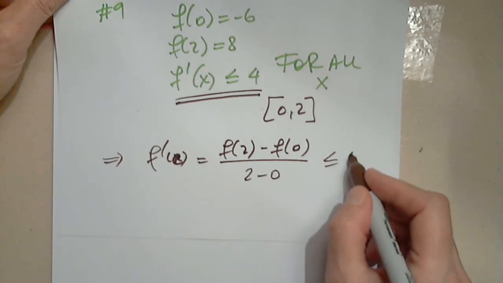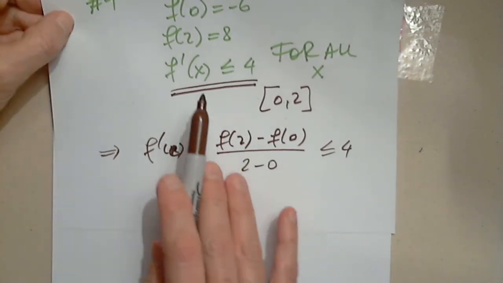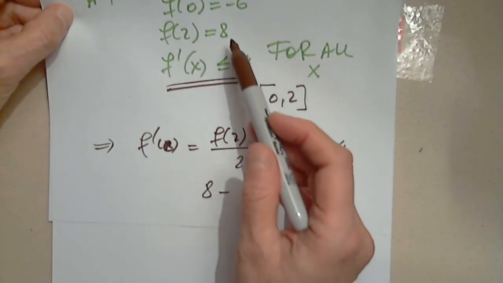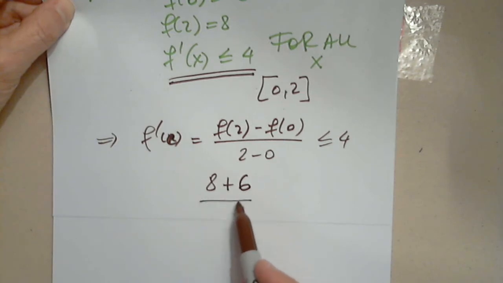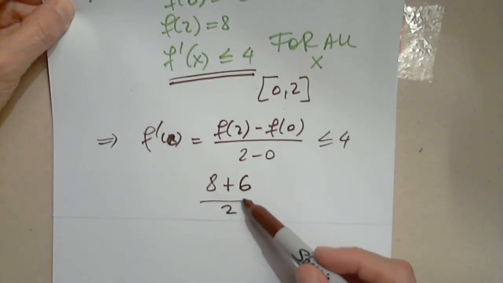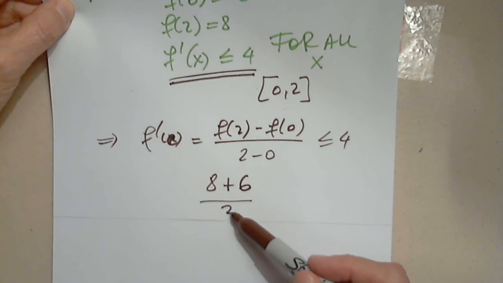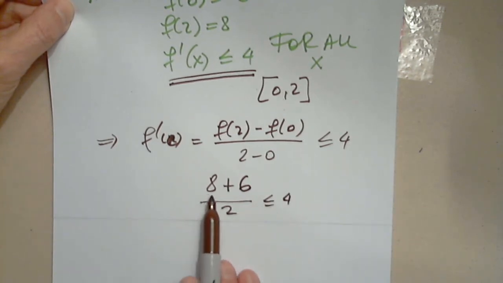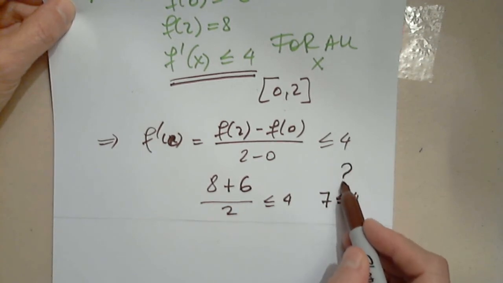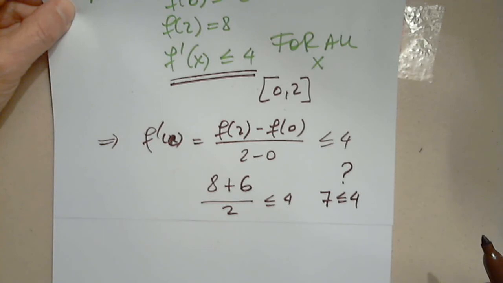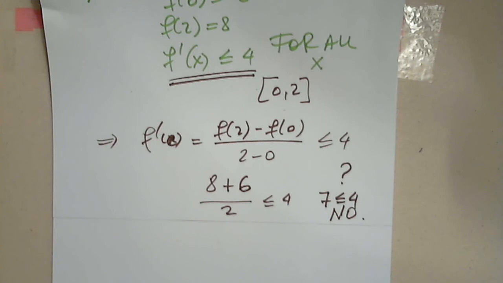2 minus 0 will be less than or equal to 4. F of 2 is given to us, which is 8. F of 0 is given to us, which is negative 6, and divided by 2. So this is 14 divided by 2. Well, 14 divided by 2 is 7. Is 7 less than or equal to 4? The answer is no. So there is no such function that fulfills the given conditions, not even on 0, 2.